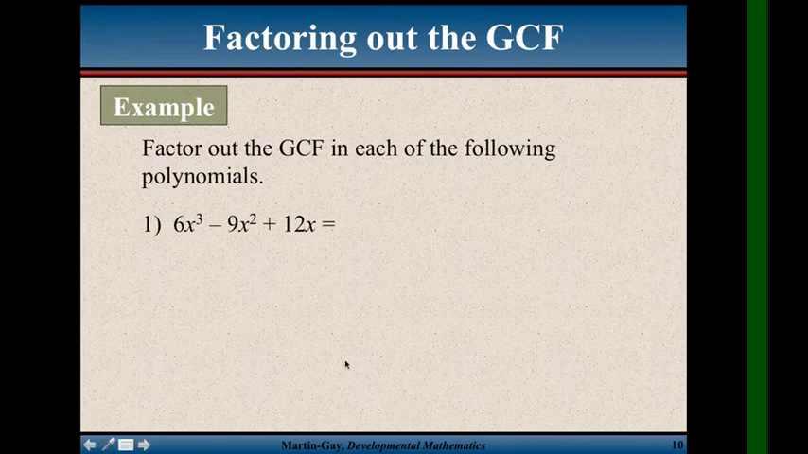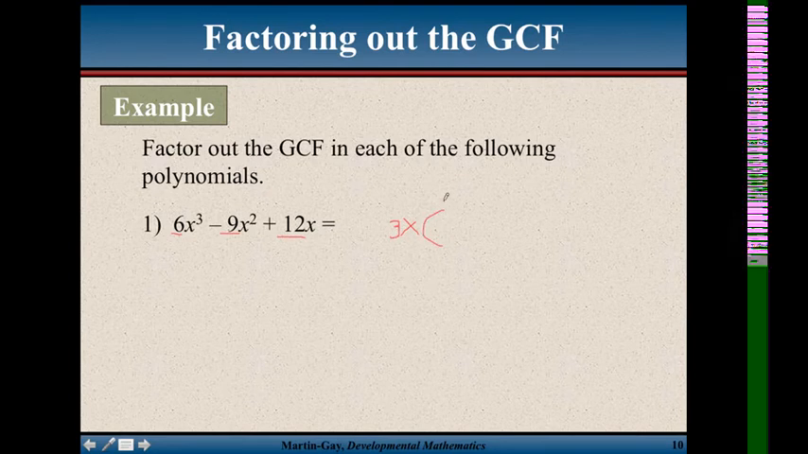Okay, so to factor out this one, of course, what is the smallest x that we have here? Obviously that's only x, right? And then 6, negative 9, and 12. So what do you think is the GCF of 6, 9, and 12? Obviously that's 3, isn't it? All of them are divisible by 3. And that's the biggest number that I can think of, aside from 6, because 6 cannot be divided by 9, although it is divisible by 12. So therefore, we have 3 as our GCF.